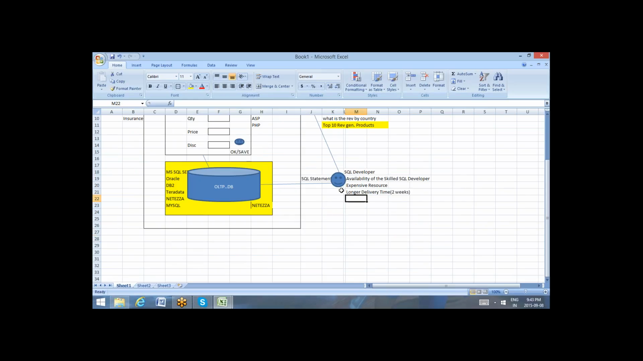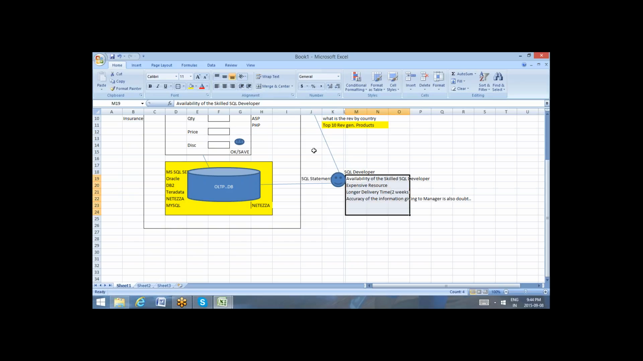Why? Because he is manually writing a lot of SQL statements, and those statements may contain a lot of defects. So whatever report he gives to the top-level manager may contain inaccurate information. That means the accuracy of the information given to the manager is doubtful, because he is not confident, since the SQL statements are written manually and may contain a lot of bugs.